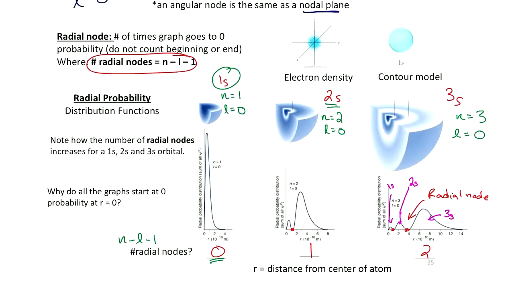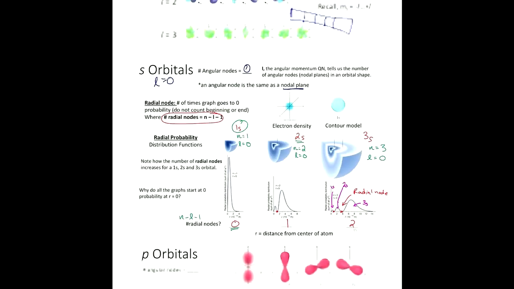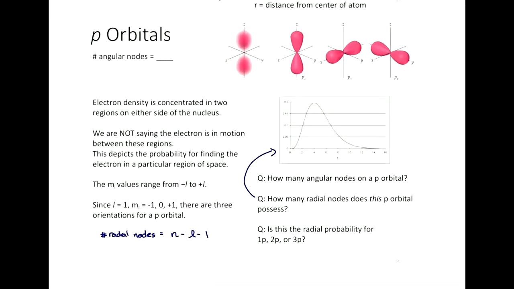But also, just calculating the number of radial nodes will get you there too, where you do n minus L minus 1, and you only count the middle points where the graph goes to 0, because you can't have electron density between 2 energy levels. All right, so that's for an s orbital. Let's do the same thing for a p orbital.